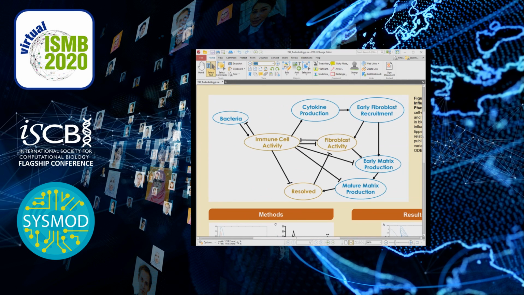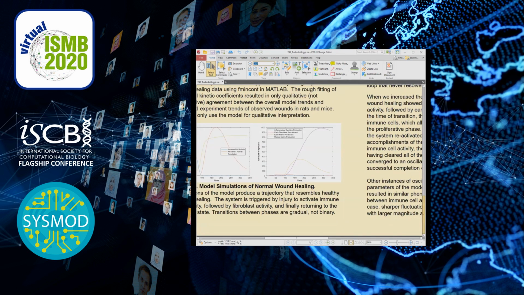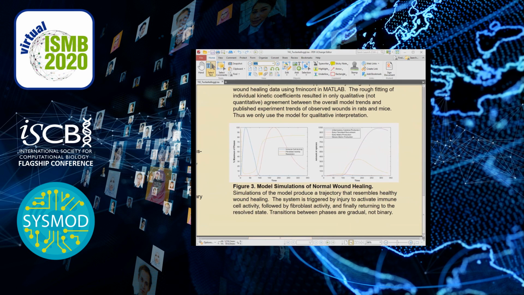The variables of our model represent known regulators of healthy and chronic wounds: bacteria, immune cells, cytokines, fibroblasts, collagen matrix. The variables that are more apparent to observation in a laboratory environment, the so-called readout variables, appear in blue, and the underlying cell state variables appear in gold. When our model is simulated, it produces a sequence of three phases, each dominated by high levels of one cell state variable: inflammation, proliferation, and resolution.